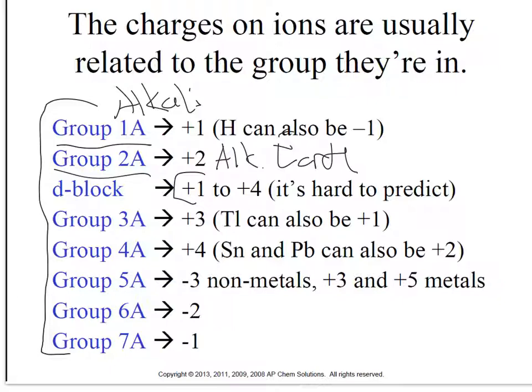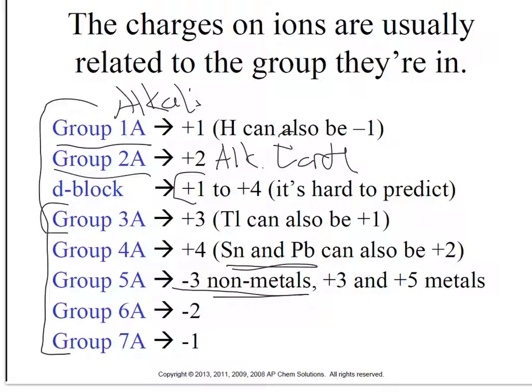And you keep moving across, they get much more predictable. Group 3 is +3, okay. Group 4 is +4, all right, although tin and lead can sometimes be +2, and so on. Then we get to the nonmetals, okay, which generally form anions or negative charges because they take electrons.